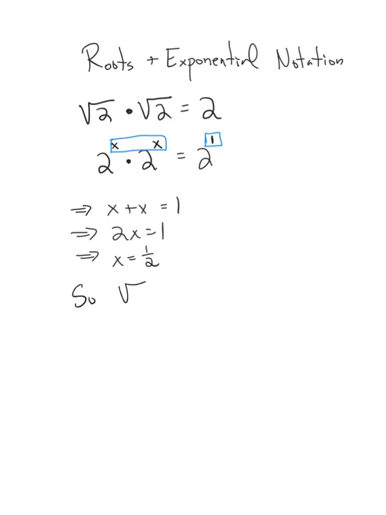So the square root of 2 is the same as 2 to the 1/2. And in general, this argument can hold for anything. So in general, we have that the nth root of a is the same thing as a to the 1 over n.